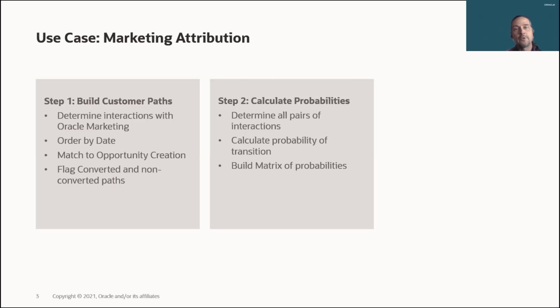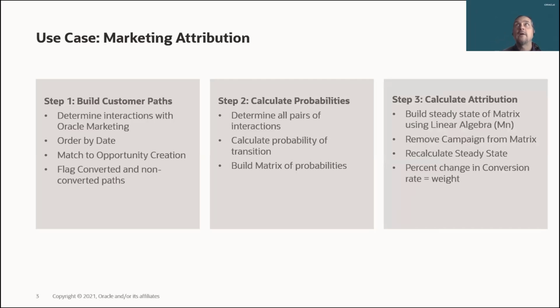Once we have the conversion rate, we can then apply that conversion rate to individual campaigns. And so that's our calculate attribution piece. What we do is we take a campaign out of the matrix, we recalculate what we call the steady state, the conversion rate, and we see how much the conversion rate has changed from where all the campaigns are included to removing this one campaign. And that decrease in the conversion rate becomes our application of the weights for that particular campaign within the path, to say, okay, we can give this campaign this % of the pipeline that it converted.